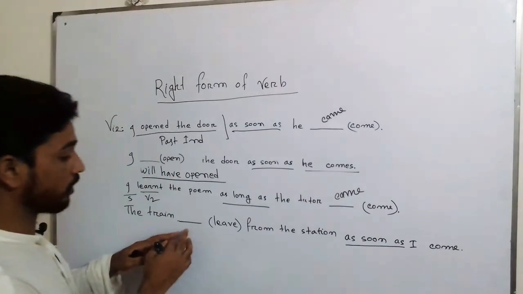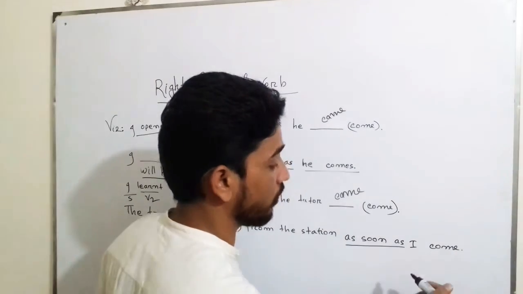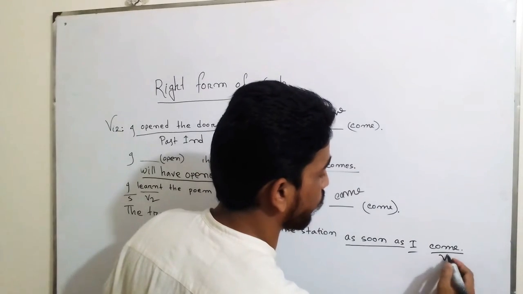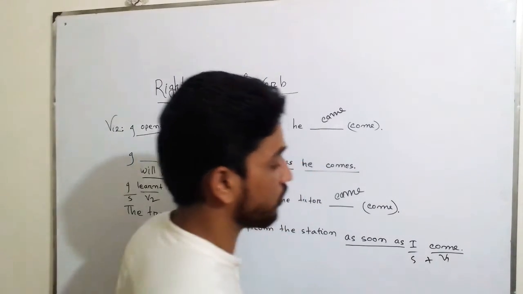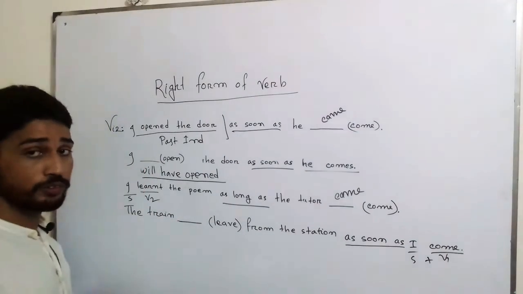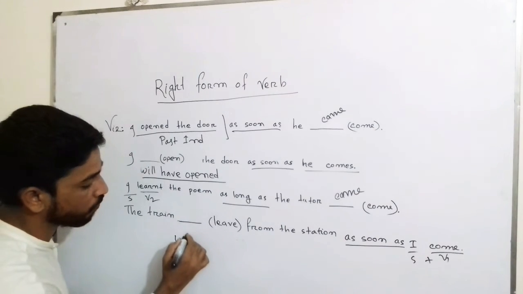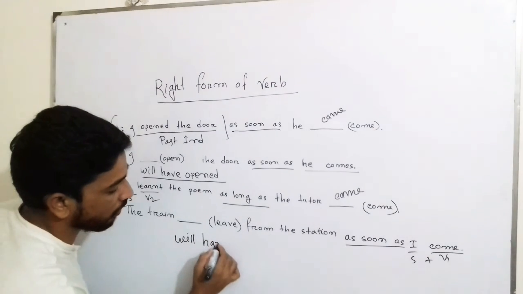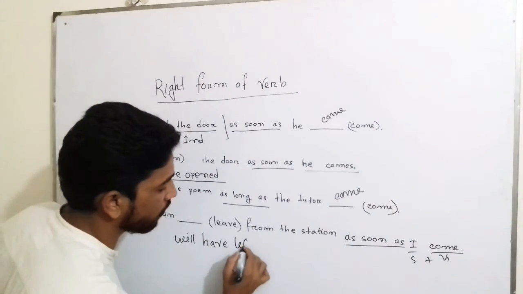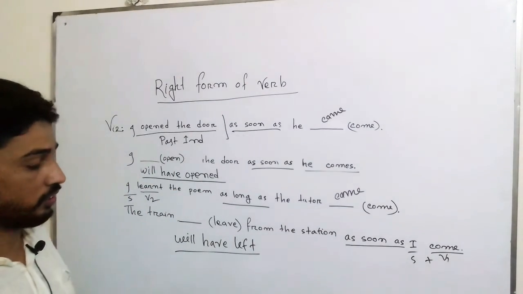So let's look at the last one: the train leave from the station as soon as I come. Here the incomplete part is the train leave, the complete part is I come. I is the subject, come is V1, because it's present indefinite. So for present indefinite, we have to make it future perfect. So the future perfect will be will have left. Will have left is the right answer of this sentence.